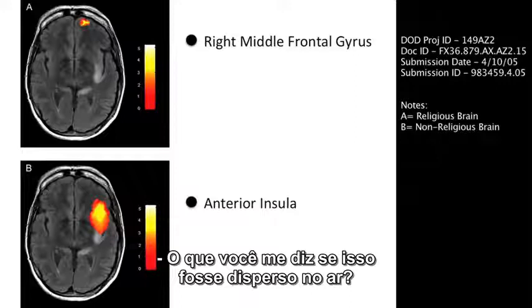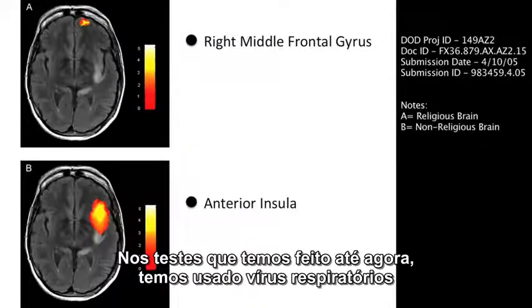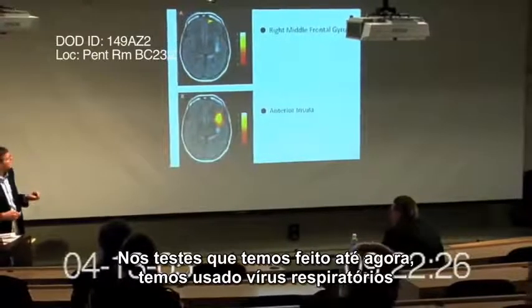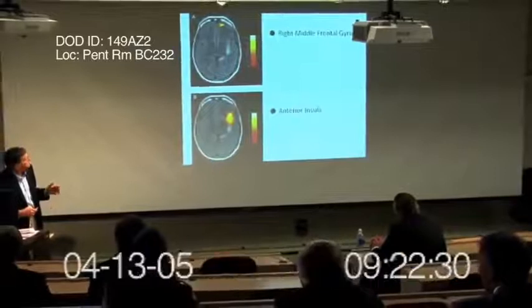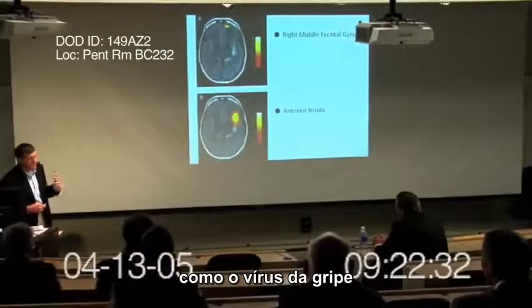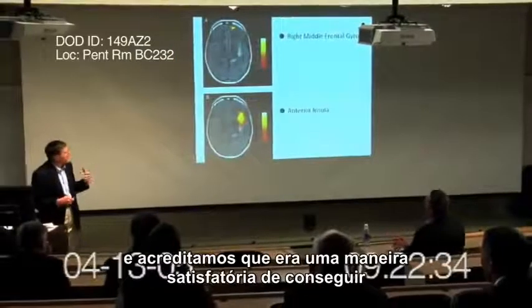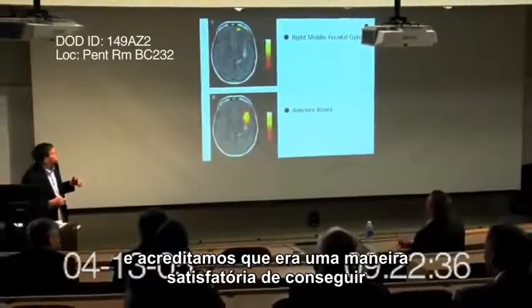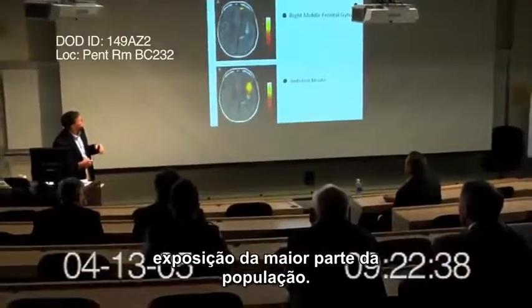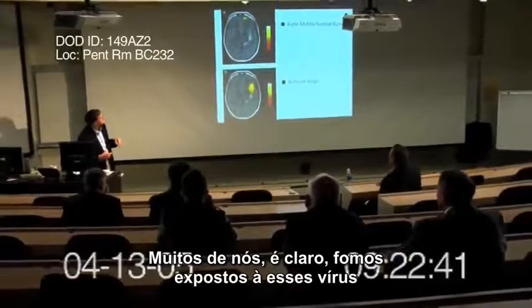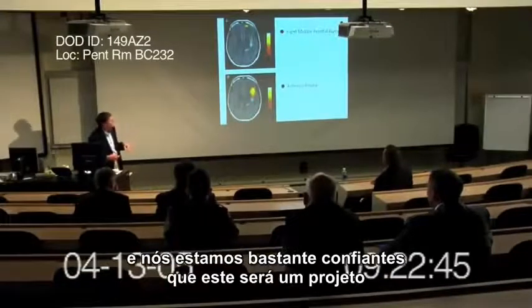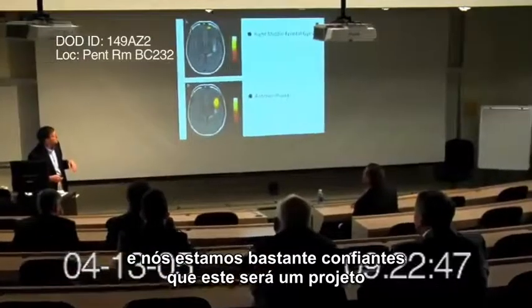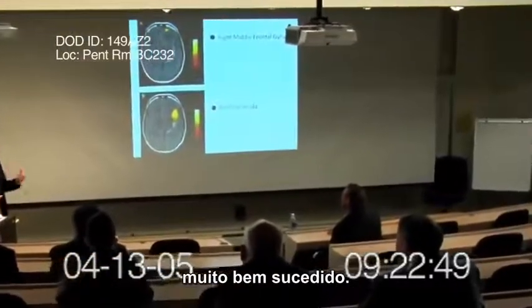How would you suggest that this is going to be dispersed, the aerosol? Well, so the present plan and the tests that we've done so far have used respiratory viruses, such as flu or rhinoviruses, and we believe that that's a satisfactory way to get the exposure of the largest part of the population. Most of us, of course, have been exposed to both of those viruses, and we're quite confident that this will be a very successful approach.